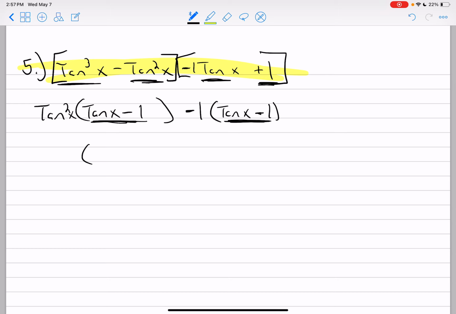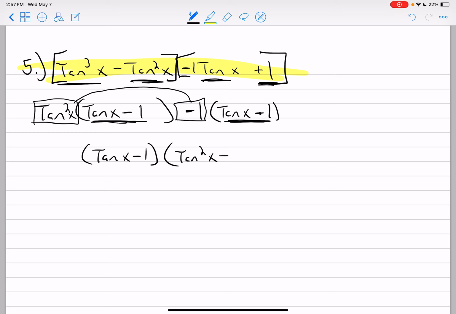So I'm going to take that. We did this factoring by grouping, so this should be coming back. Oh, yeah, I remember that. Tangent x minus 1 times, I just take this one and this one and I put them together. So times tangent squared x minus 1. And I have officially factored number 5.